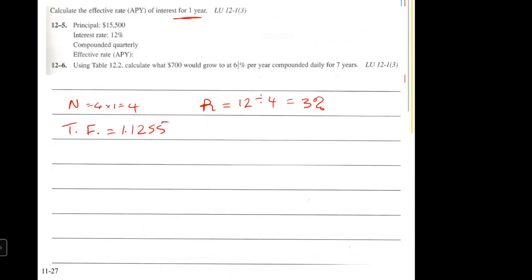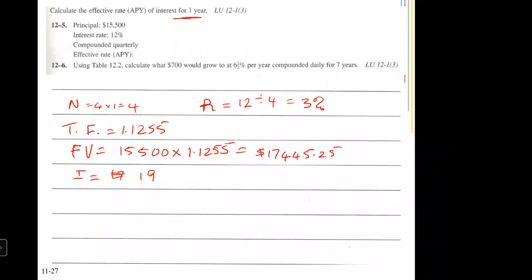Okay, so your compound amount or future value would be equal to 15,500 times 1.1255, which gives us how much? $17,445.25. Okay, so the interest is $1,945.25.